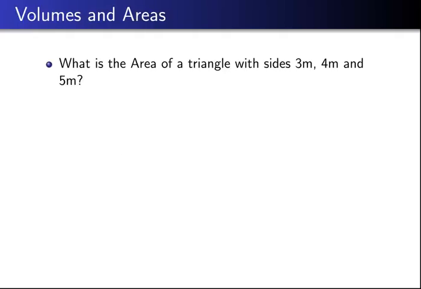What is the area of a triangle with sides 3 meters, 4 meters and 5 meters? Note, I don't need to say that this is a right angle triangle or an equilateral triangle. All I know is that the lengths of the sides are 3 meters, 4 meters and 5 meters.